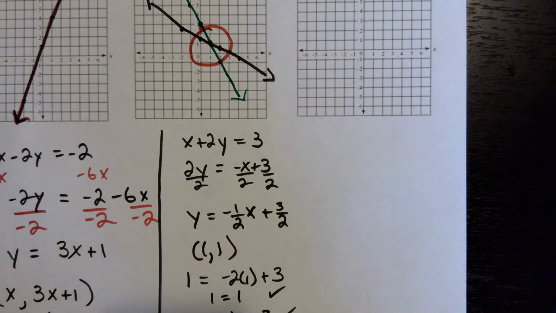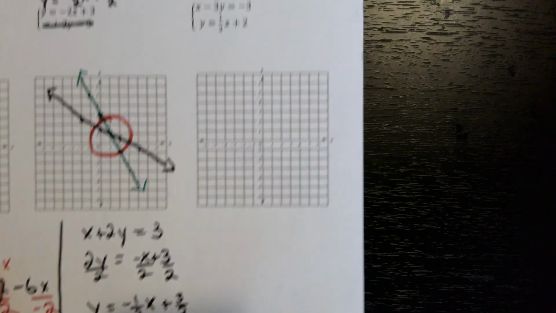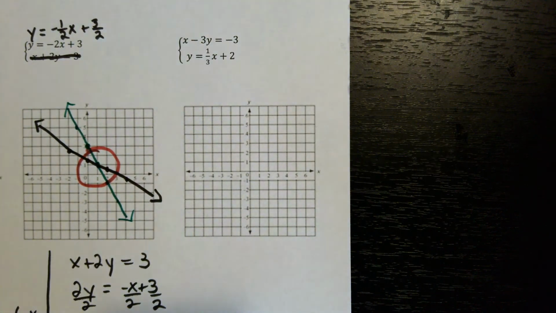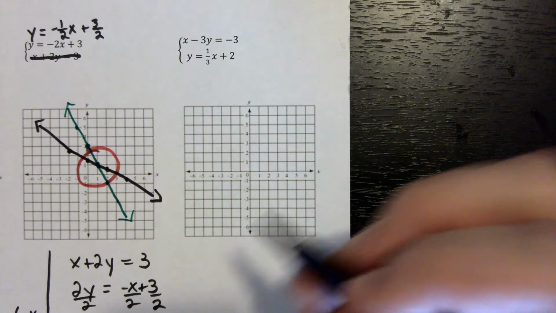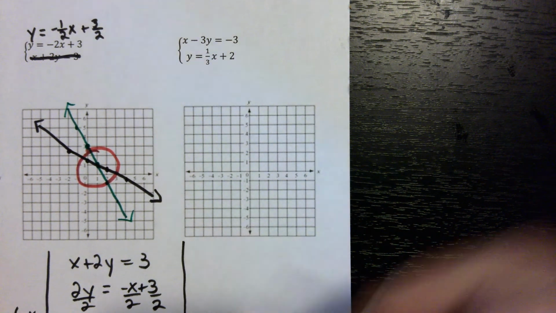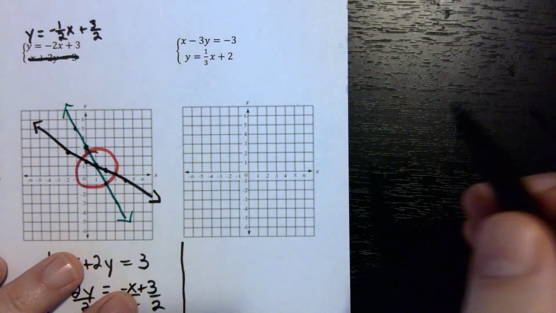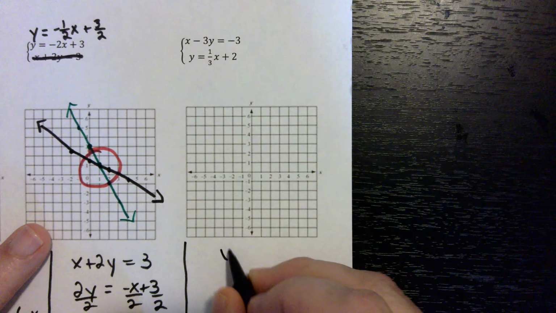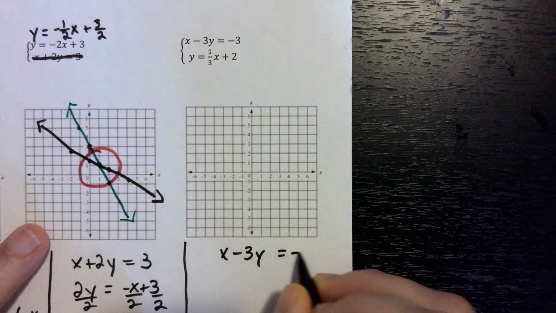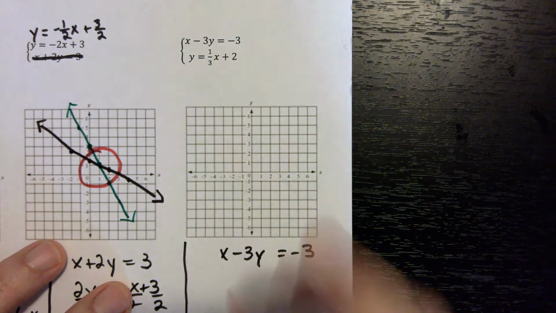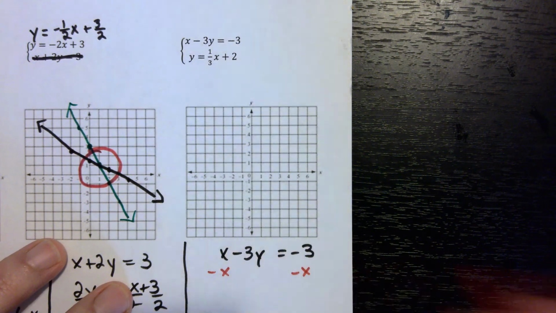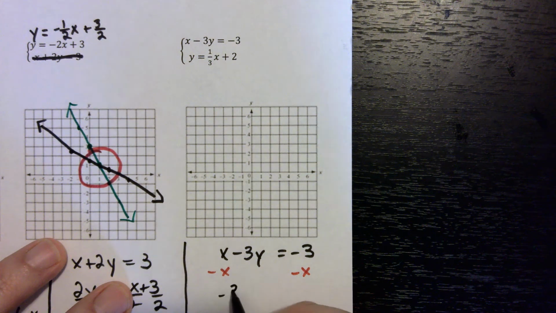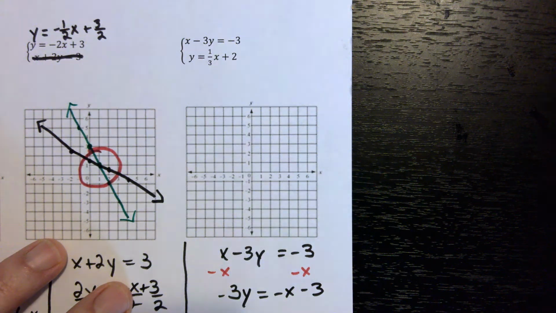All right, let's look at our last problem here. We've got x minus 3y equals -3, and then y is equal to 1/3 x plus 2. Okay, so the second one is already solved for y. Let's get the first one solved for y. So x minus 3y equals -3. I'm going to subtract the x from both sides. So -3y equals -x minus 3. And then I can divide by -3.